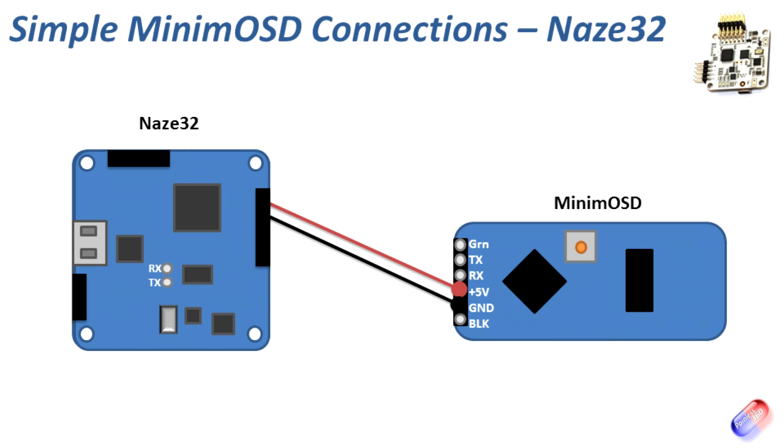Next thing then we need to do is we then need to connect the transmit to receive and receive to transmit between the Naze32 and those two new pins that we've soldered onto the board and the transmit and receive inputs and outputs on the MinimOSD. Once we've done that, then we are ready to connect the camera on the other side. So let's stop there and I'll show you what that looks like in real life.